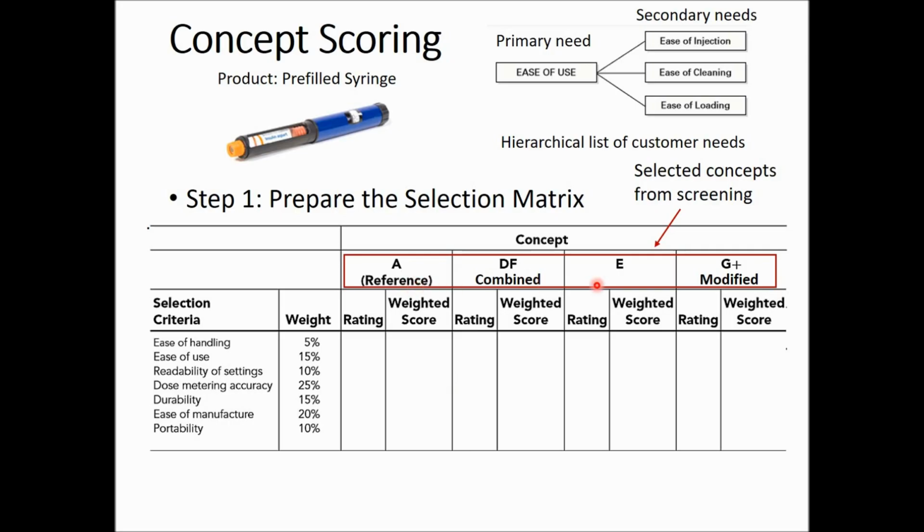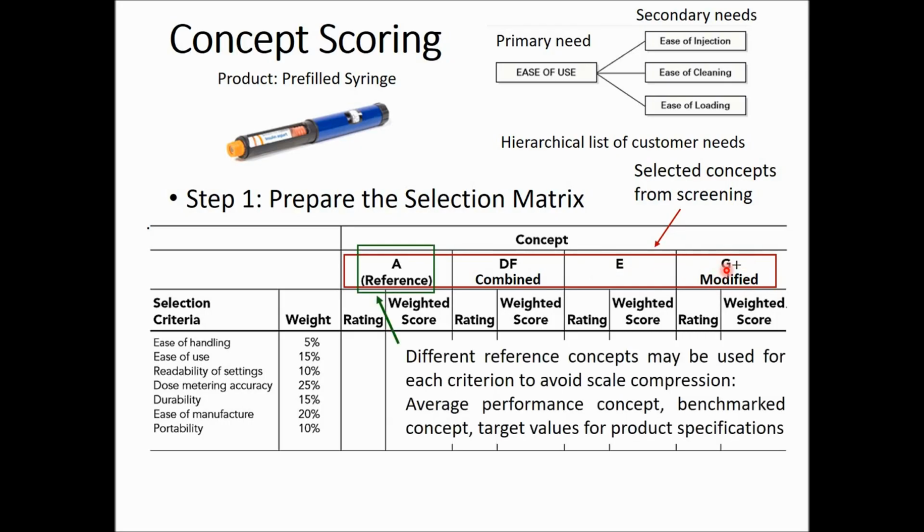So these are the concepts that we have selected from the previous analysis. This is the reference, and we can have some combined concepts, in this case D and F, and concept E, and concept G plus. So the reference, of course, in screening we use the same reference for all criteria, but it doesn't have to be the same reference always for all criteria. So if you want different references for different criteria, you could use them.